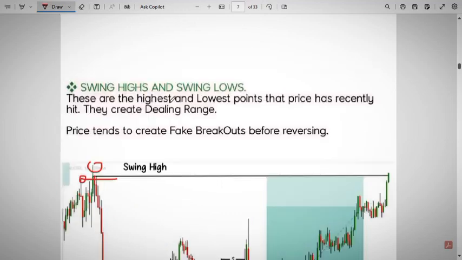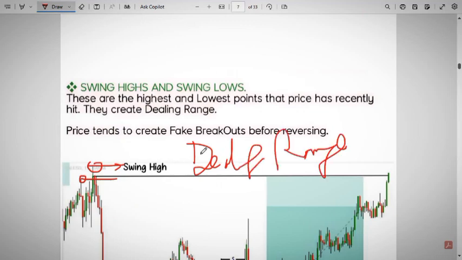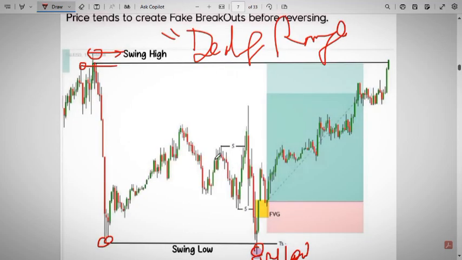And this is creating the dealing range. And this is a swing high. This is how we create the dealing range, by using swing highs and lows. When I talk about the dealing range, we're talking about something that's going to give you what kind of area you're going to focus on for you to take a trade.